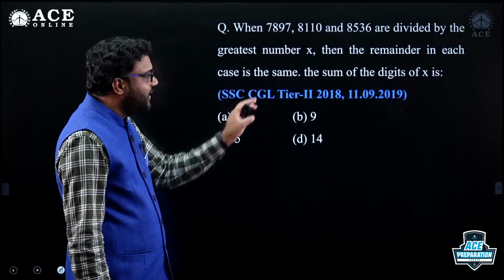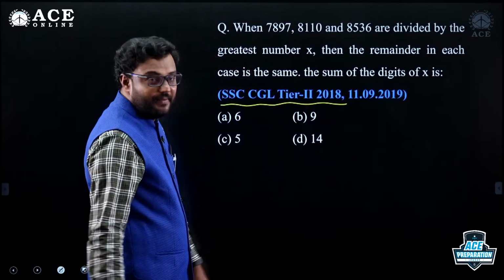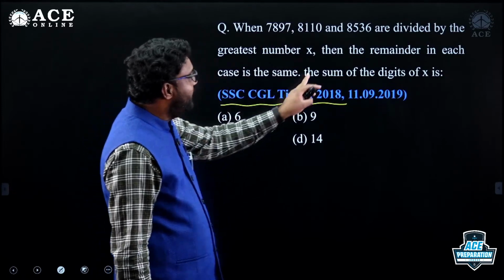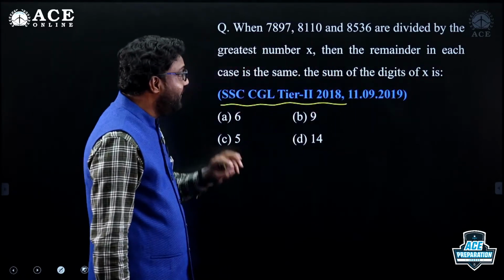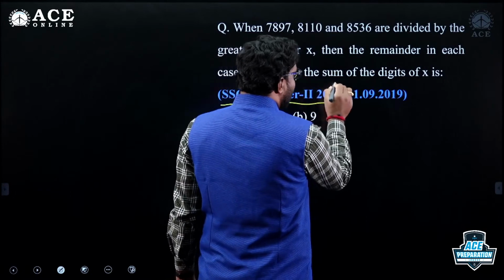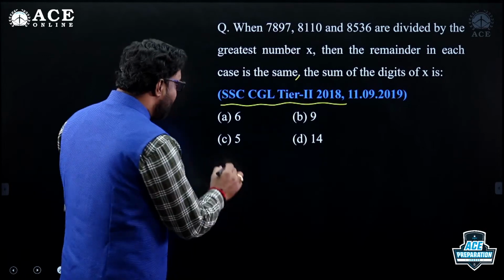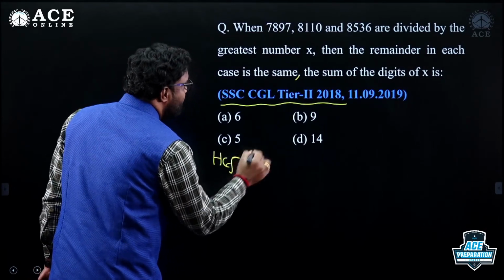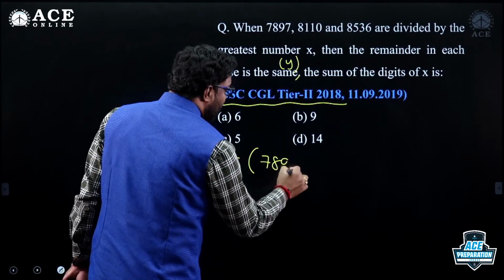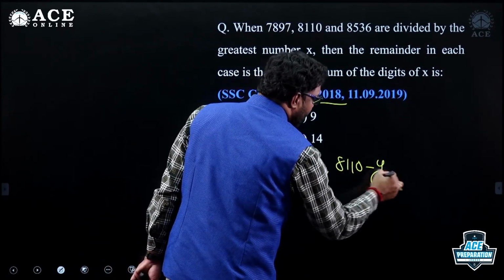Many questions in SSC CGL are on similar lines with this approach, my dear friends. See, in 2018, the previous one was 2019, now a 2018 question, with the same input. The remainder in each case is the same. Now they are asking directly for the sum of the digits of x. Now, my dear friends, we consider the remainder in each case, let it be equal to y. As we discussed, yes, you have to remove that remainder y. Here 8110, remove that remainder y.